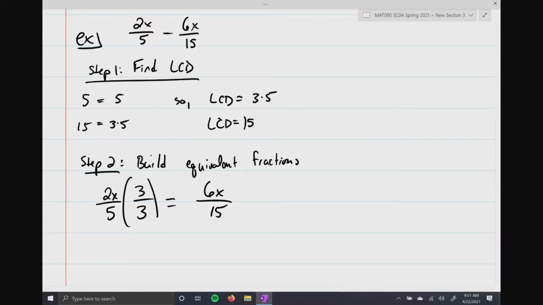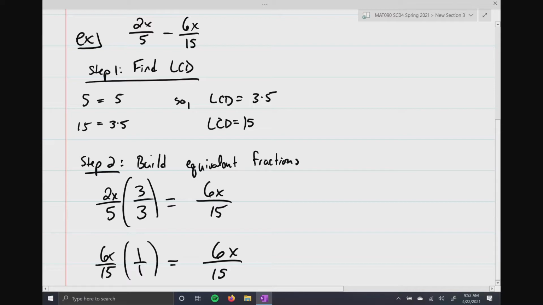Now, I need to do this with the second fraction as well. So the second fraction is 6x over 15. I want a denominator of 15, but I already have my denominator of 15. So I just multiply by 1 over 1. Nothing changes there. Okay? Are there any questions so far?